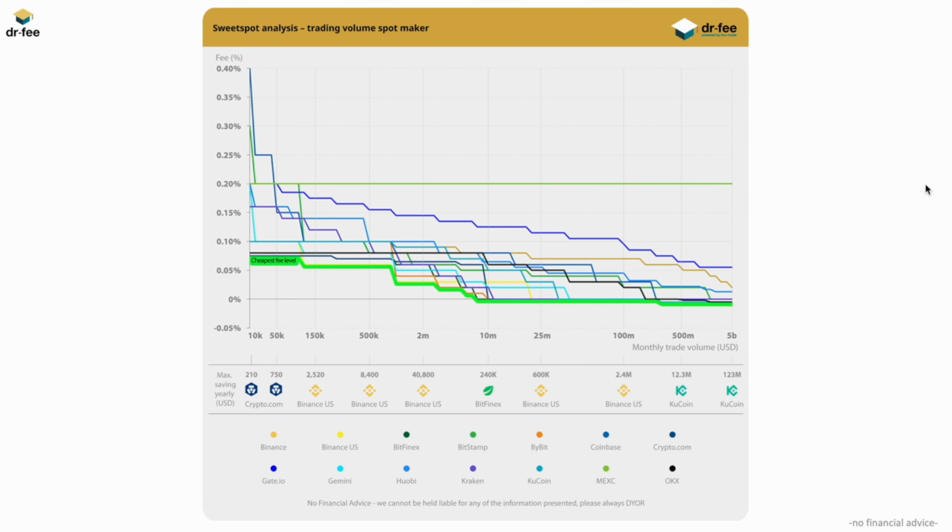We're now going to compare OKX to the fee level at other exchanges. And we are starting with the spot maker fees. On the x-axis, we can see the monthly trading volume, and on the y-axis, we see the associated fee levels. OKX is here the black line for this chart. For spot maker trades, OKX starts off at 0.08% fees, here hidden behind another line.